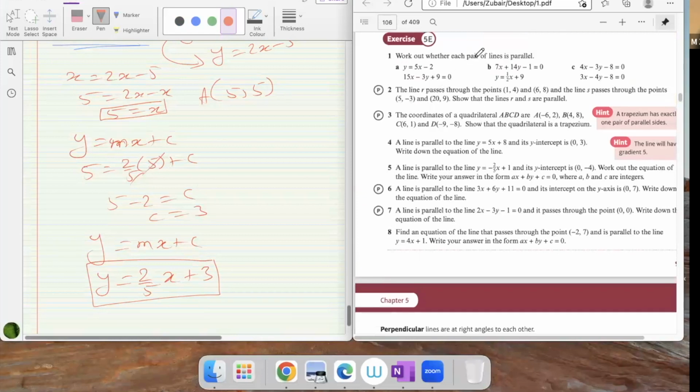It says work out whether each pair of lines is parallel. So it's straightforward: find the gradient. If they are equal, they are parallel.